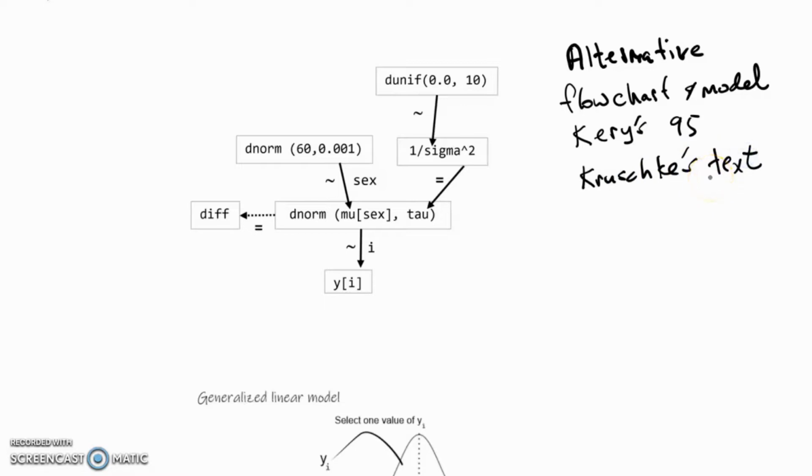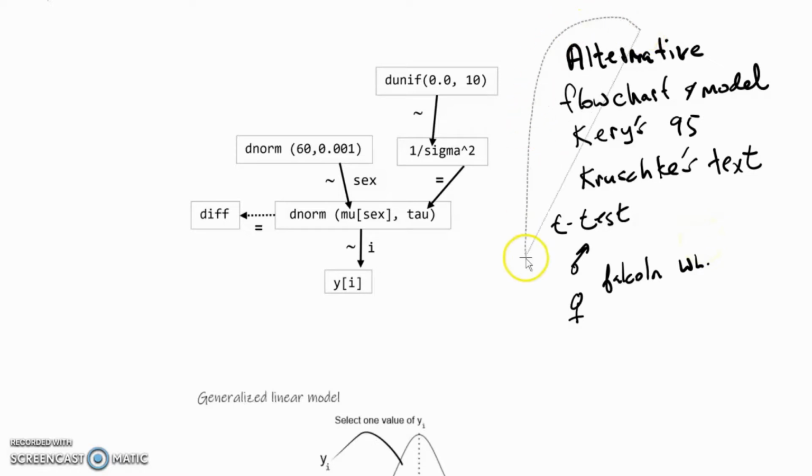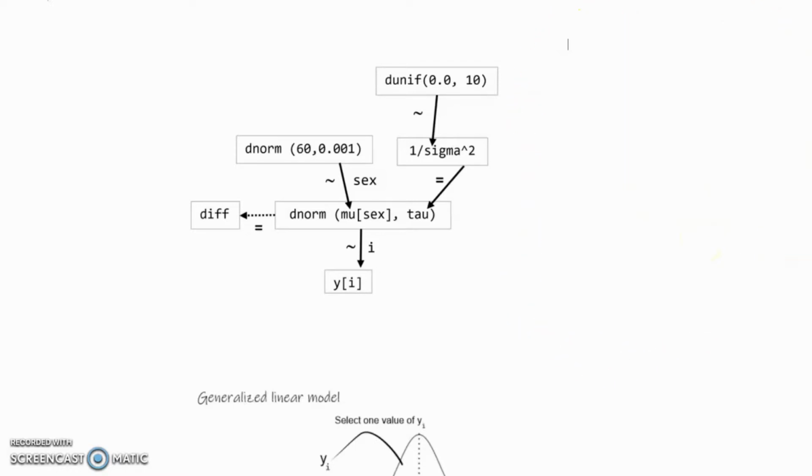But again, it's going to be a very similar scenario in that what we're interested in is a t-test where we've got male and female falcon wing lengths, and we're interested in the difference. As I said, the difference between what I'm presenting now and what was in Carey is in the likelihood function. And here's our likelihood function right here.